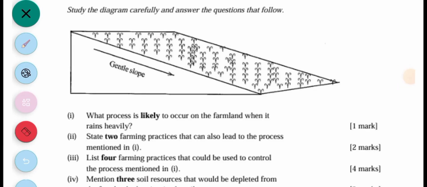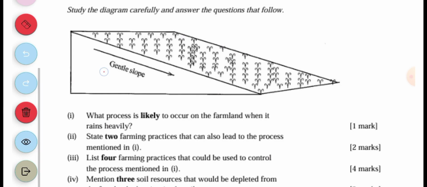So we have a diagram here, which is a gentle slope from what we see here. The first question says, what process is likely to occur on the farmland when it rains heavily? Now with a farmland like this, what you expect is soil erosion. And the II says state 2 farming practices that can also lead to the process mentioned in I. Other processes that can lead to soil erosion are overgrazing and then deforestation.